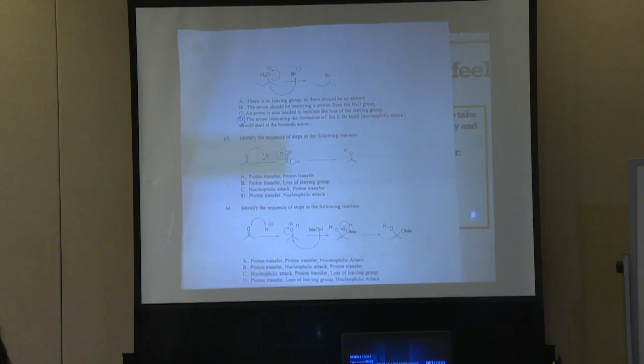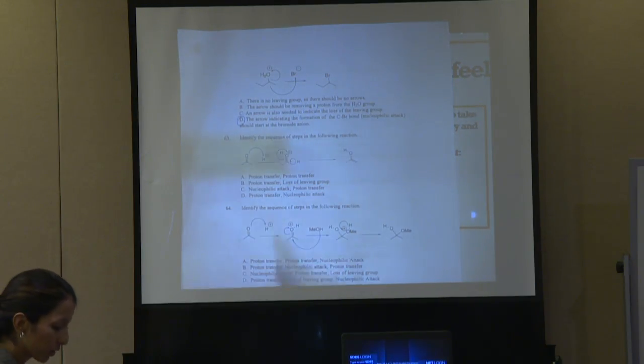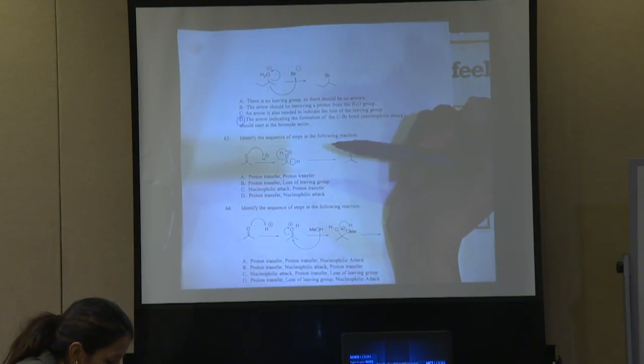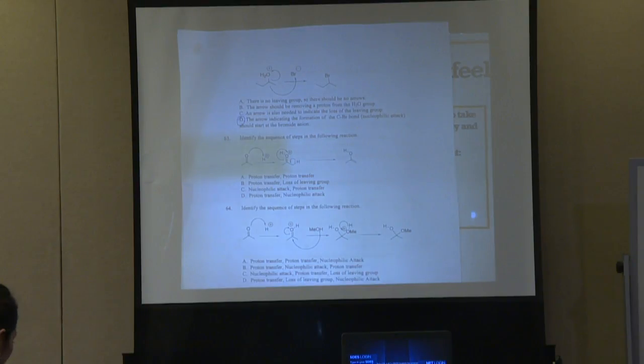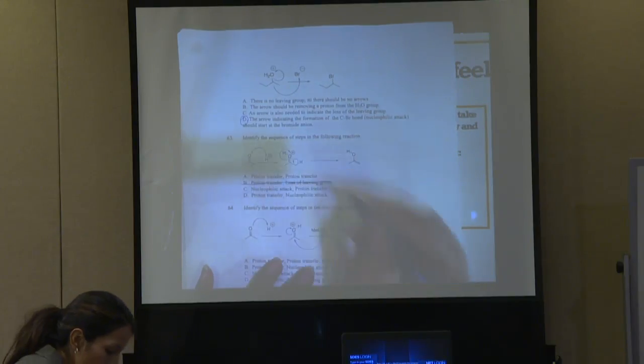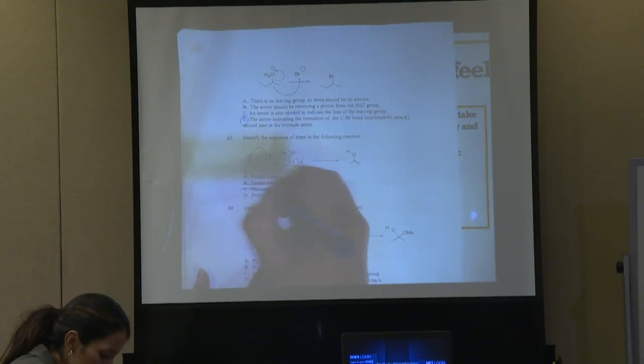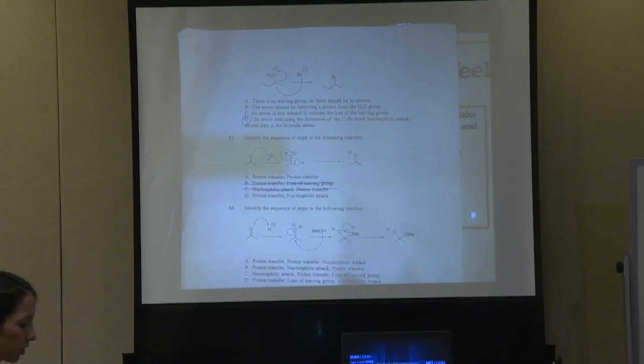Proton transfer? You sure? The first one? Okay. And then loss of a leaving group? Are you sure? Is anything leaving? Are we losing a group? So can that be loss of a leaving group? No. So it's not a loss of leaving group, so we know B is out. We said the first one is a proton transfer, so C is out. Okay, so now we have proton transfer or nucleophilic attack for the second step.